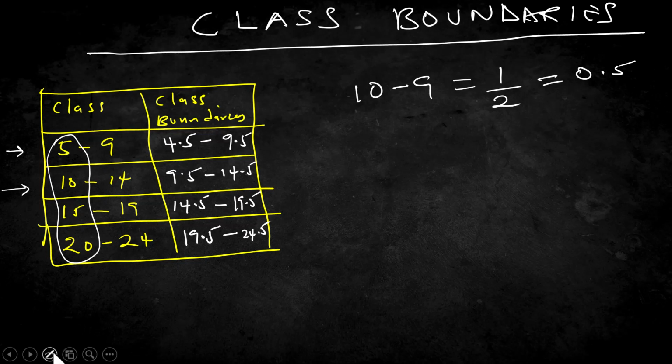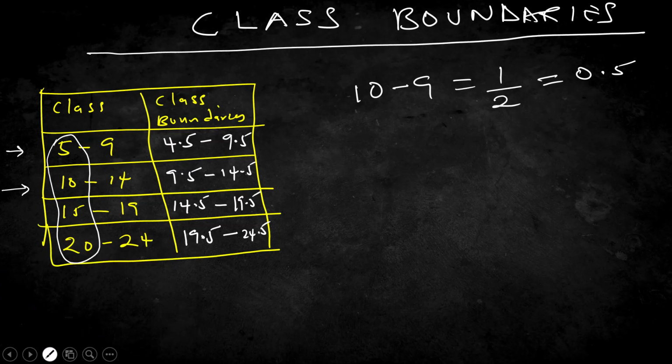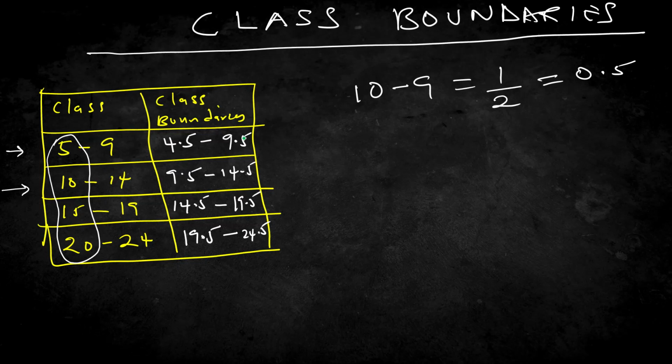Now let's observe something here. Watch this side. This and that, this and that, this and that, they are equal. So these things should guide you when finding the class boundaries.